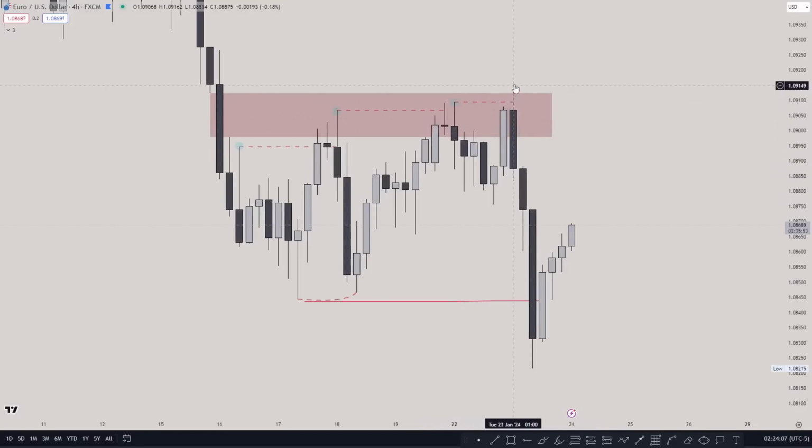Now, you see after this last sweep, you see one drive, second, third, and then the real move started here. So we have the 3 drive pattern here. Now price went all the way with the displacement to the low resistance liquidity.